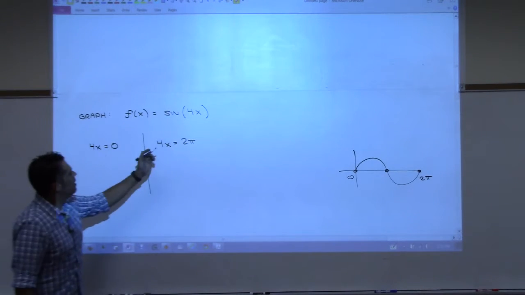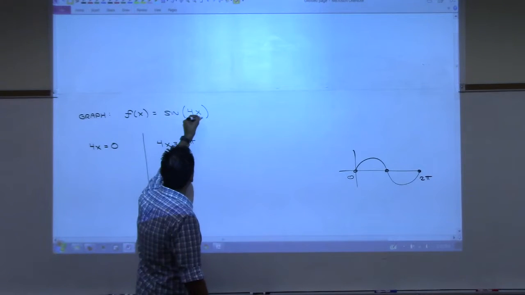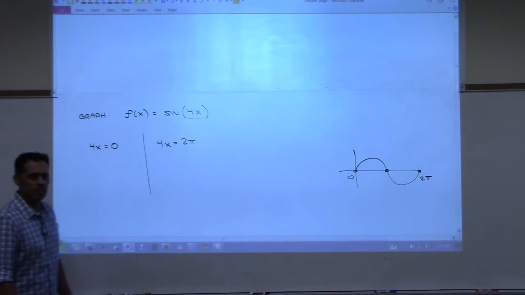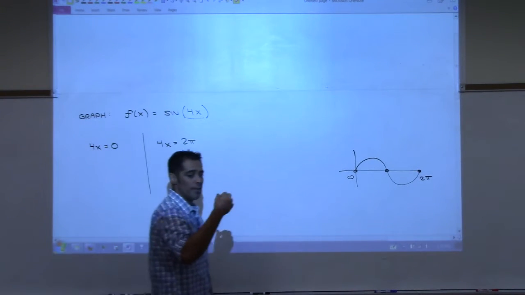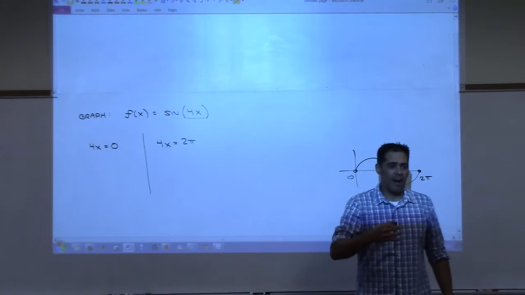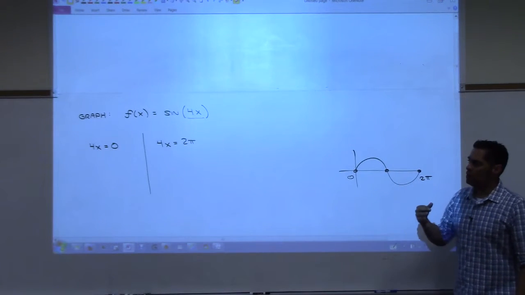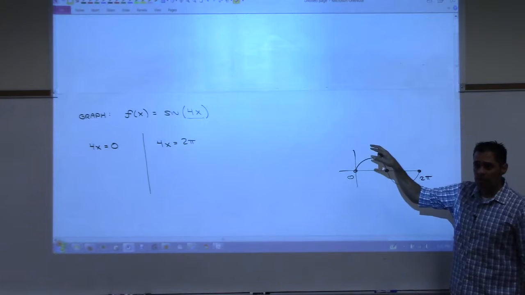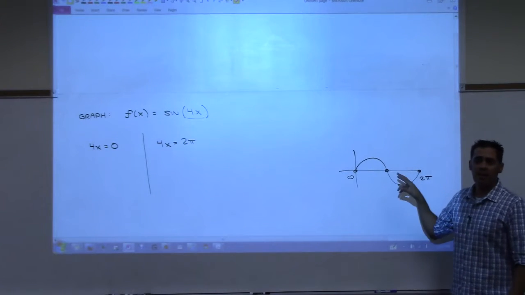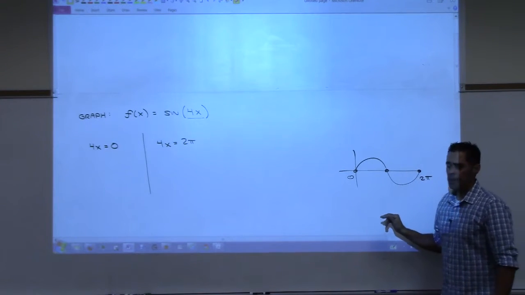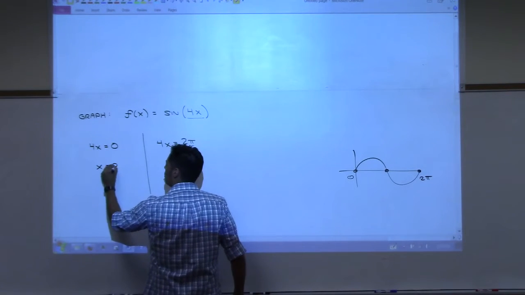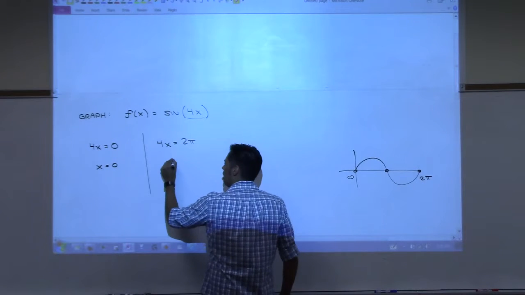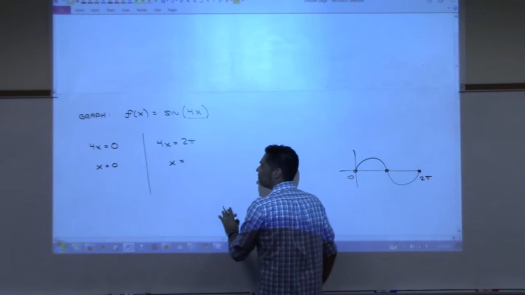What do we call this thing that's inside the trig function? It's called the what of the function? Input. There's a more technical name. You might hear me say it. I just want to make sure if I say it, you know what I'm talking about. It's called the argument. Okay? So 4x is the argument of the function. So what you're doing is you're taking the argument and you're setting it equal to 0 and setting it equal to 2 pi. All right? So let's do that. Solve this for x. X is 0, right? Divide both sides by 4. Here, divide both sides by 4.